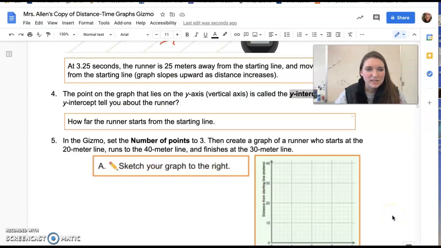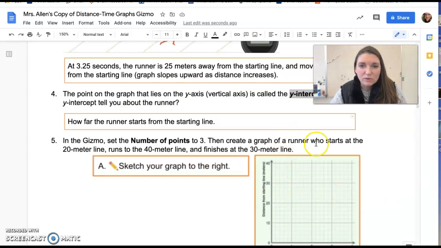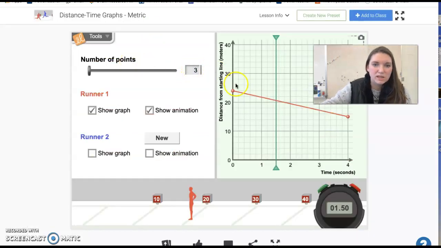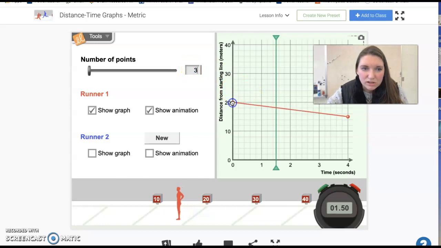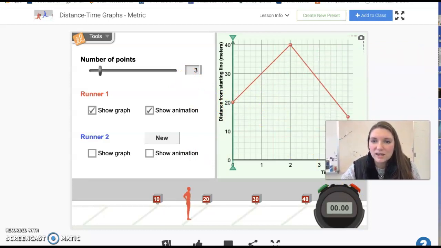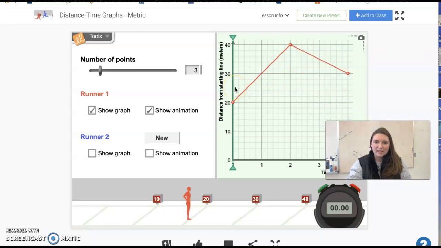Okay, so this next question says, in the gizmo, set the number of points to 3. Then create a graph of a runner who starts at the 20-meter line, runs to the 40-meter line, and finishes at the 30-meter line. Okay, so setting my number of points to 3. Okay, so this runner starts at, wait, I guess I need to hit reset. Okay, now we got 3. Starts at 20, goes to 40, and ends up at 30. So that's what that graph is going to look like.